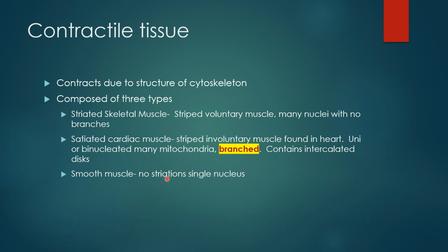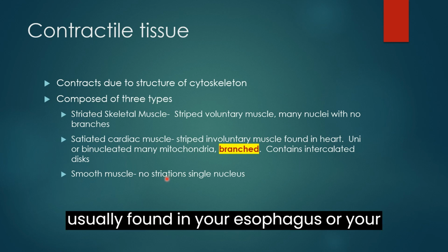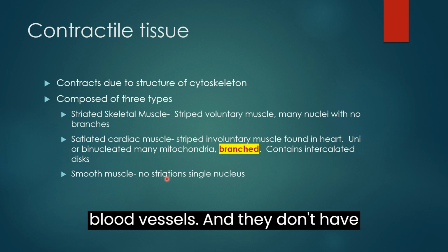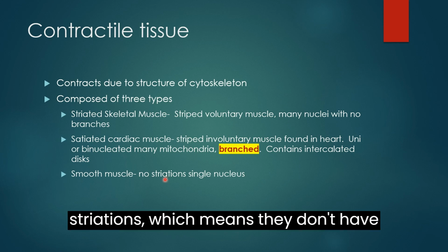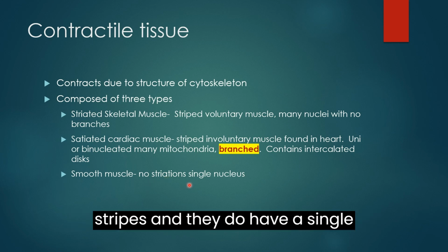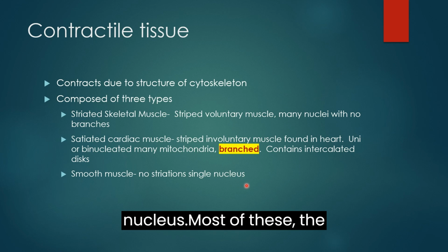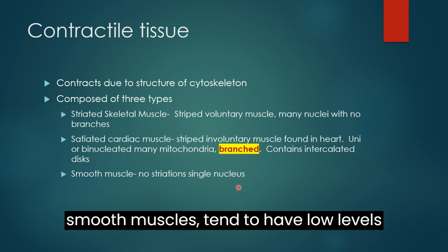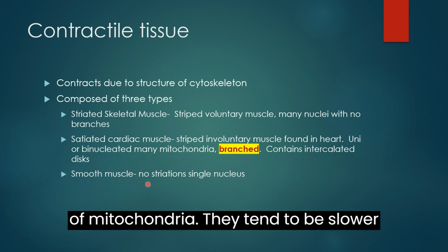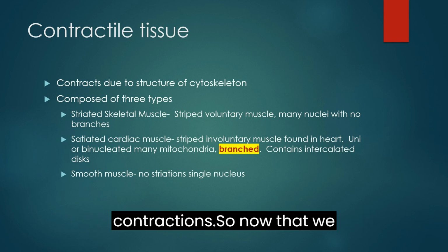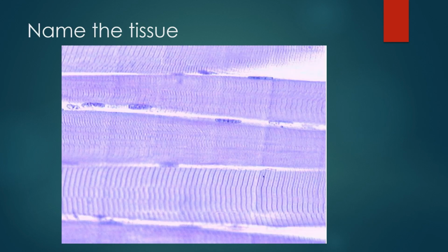The last one is smooth muscle. And again, these are things that you can't control, usually found in your esophagus or your blood vessels. They don't have striations, which means they're not striped, and they do have a single nucleus. Most of the smooth muscle tends to have low levels of mitochondria. They tend to have slower contractions.